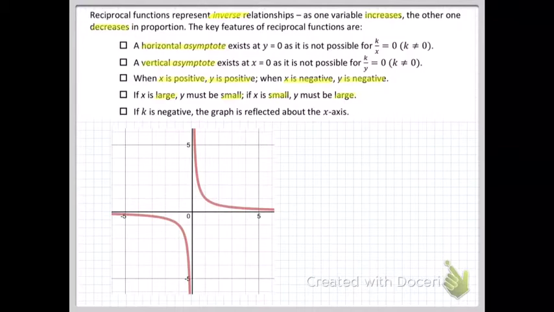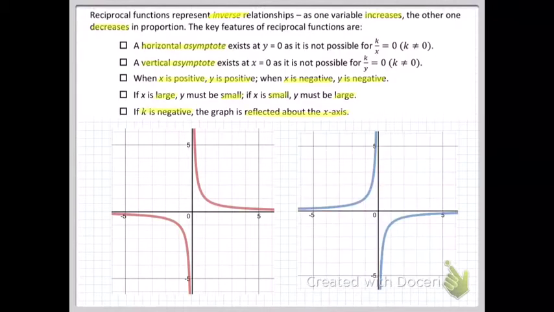But what if k is negative? In that case, the graph is reflected about the x-axis. You can try a few values to see that that's true, and we get this graph.